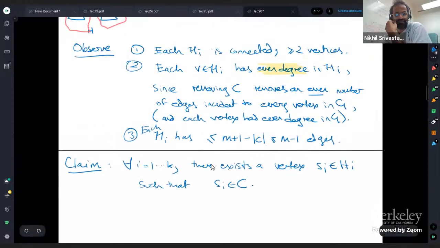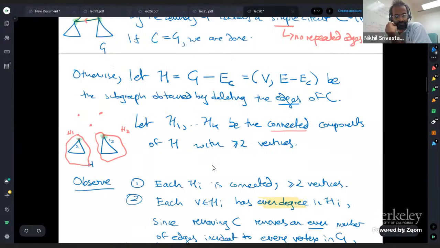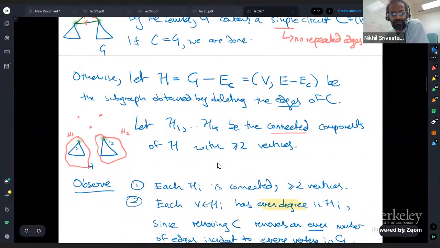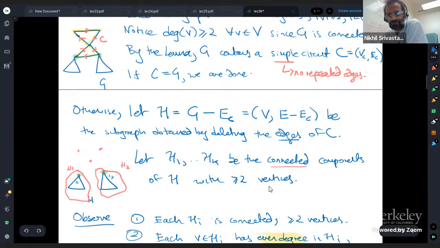Now, given the claim, it's easy to complete the induction. What's the idea? Maybe I should use a new color for this. By the inductive hypothesis, there's an Euler circuit inside H_1 and H_2. So I can find some little Euler circuits inside H_1 and H_2, and I can make them start and end at s_1 and s_2. I can always do that: if I have an Euler circuit in a graph, I can pretend it starts and ends at any of the vertices. And now, any thoughts on how I can combine all of this to get an Euler circuit of the whole graph?